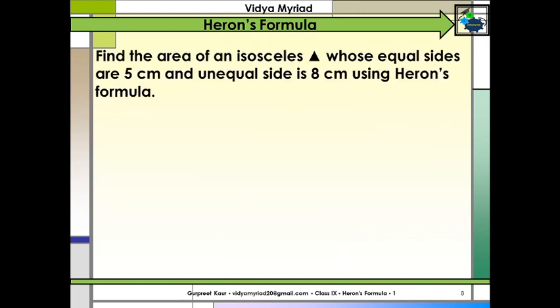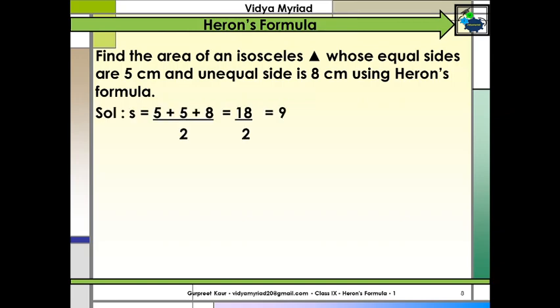Let's do another question. Now here I am taking an isosceles triangle. What does isosceles triangle mean? Two sides are equal and one side is different. So the equal sides here are given as 5 centimeters and the unequal side is given as 8 centimeters.